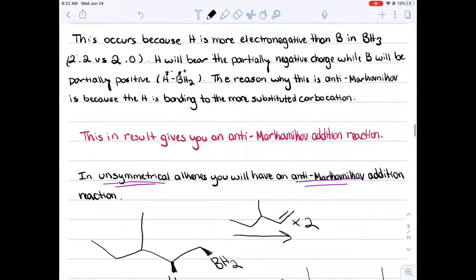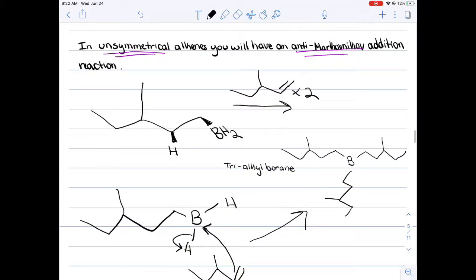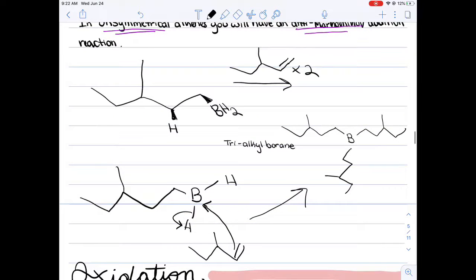And for this reason, this stimulates an anti-Markovnikov addition, because you have hydrogen bonding to the more substituted carbon. And of course, this anti-Markovnikov addition is going to occur in unsymmetrical alkenes. So as you can see here, after hydrogen and BH2 are bonded to the adjacent carbons, the 2 hydrogen atoms in BH2 are going to want to keep reacting and form this trialkyl borane right over here.